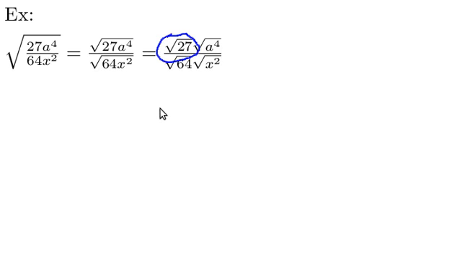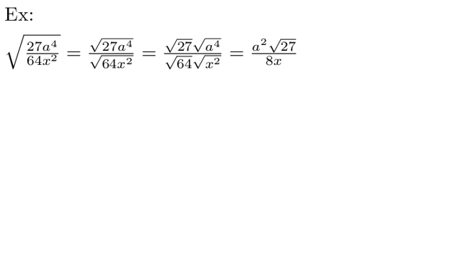So let's go ahead and deal with this. The square root of a to the fourth is just going to be a squared, but then you're going to have the square root of 27, and then we're going to have 8x in the denominator. So this a to the fourth is easy to deal with, but then we have this 27.